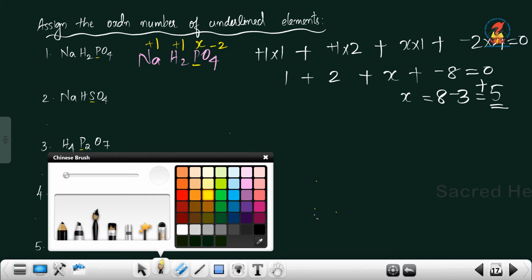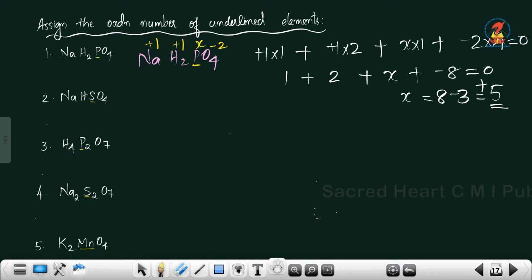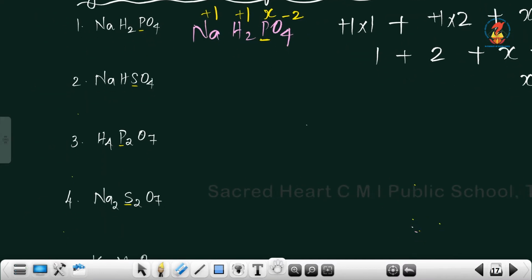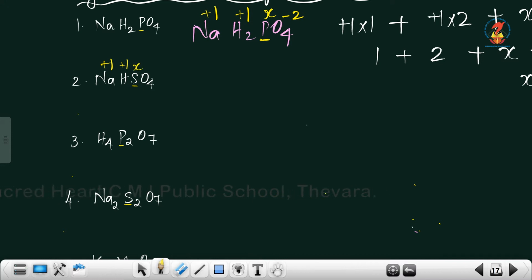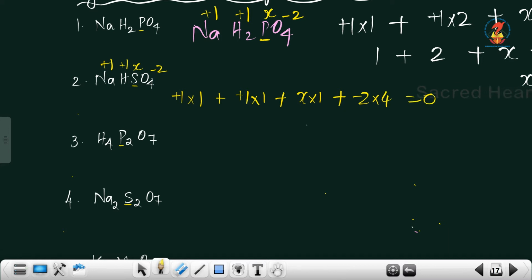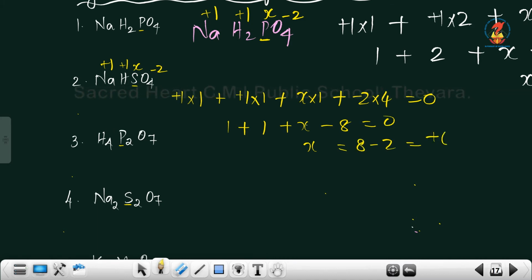Now the second compound is NaHSO4. First we need to write the oxidation states of the elements that we know. Here also, sodium is +1, hydrogen also +1, sulfur we can take as X, and oxygen is -2. So we write +1 into 1, as we have only one sodium, plus hydrogen, we also have only one, so +1 into 1, plus X into 1, plus -2 into 4 should be equal to 0. That means 1 plus X minus 8 equals 0. So X equals 8 minus 2, that is +6. So the oxidation state of sulfur that we are getting is +6.